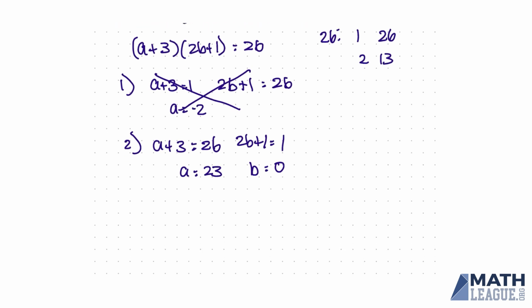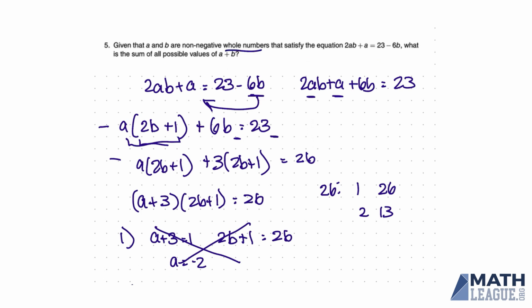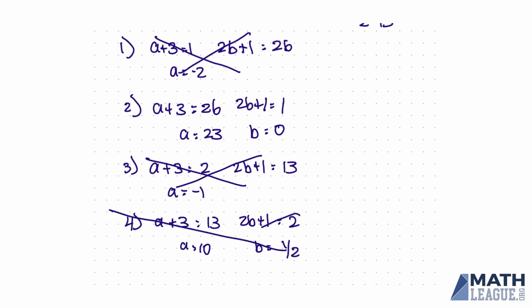But now let's also check the second set of factors. Case 3, we will have a plus 3 equals 2 and 2b plus 1 equals 13. If we take the first one, that gives us a equals -1. Again, we can't have negatives. We will not be considering this case. So let's go to our fourth and final case, where a plus 3 equals 13 and 2b plus 1 equals 2. So that gives us a equals 10 and b equal to 1/2. But again, the question tells us they must be whole numbers. So we will not be considering this case because b equals 1/2 does not satisfy our question.